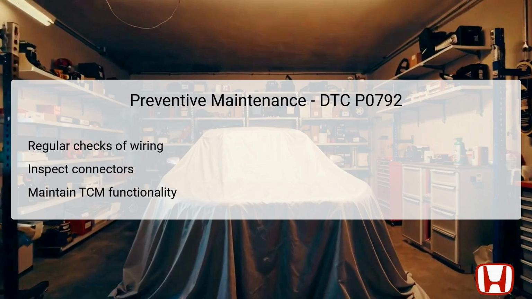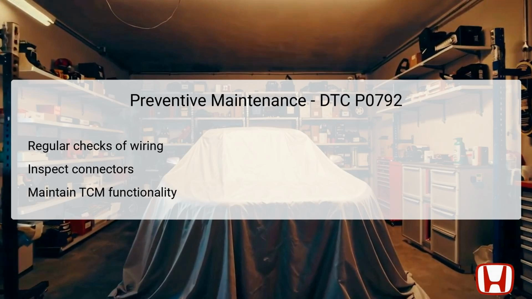To prevent the recurrence of issues related to DTC P0792, implementing regular preventive maintenance is crucial. Start with routine inspections of the wiring harness associated with the intermediate shaft speed sensor. Ensuring that all connections are secure will significantly reduce the risk of electrical faults that could trigger the trouble code again. Inspecting connector terminals for signs of wear or corrosion can also preempt any future malfunctions due to resistance or faulty wiring.